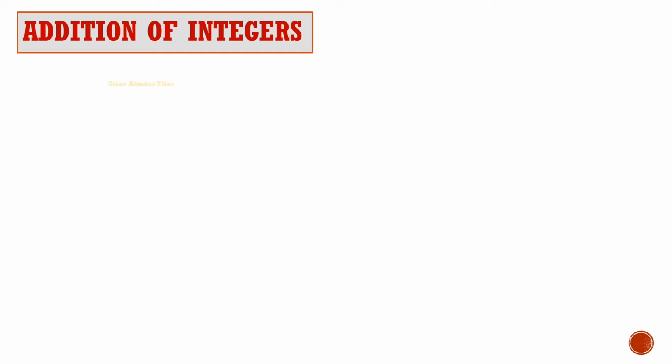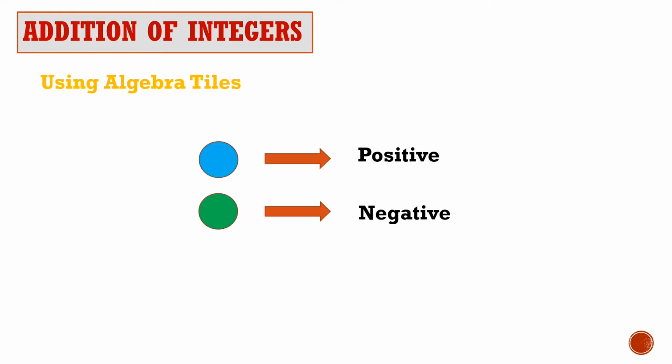Now, let us add integers using algebra tiles. So kapag ginagamitan natin ng algebra tiles, dapat meron tayong dalawang kulay to identify positive and negative integers. So example, the positive is blue and negative is green. Ulitin natin, kapag positive, blue, negative, green. So when we add positive and negative, that is 0. Tandaan, kapag pinag-add yung dalawang kulay o magkaibang kulay, that is 0.